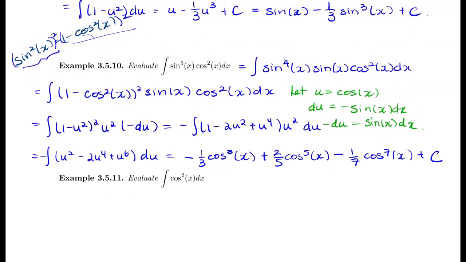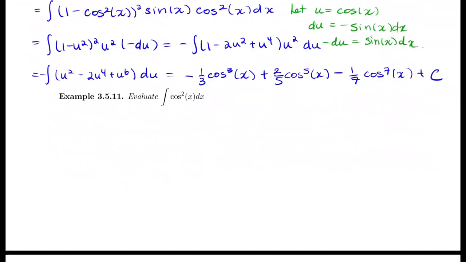All right. Now let's have a look at the third one. So we have the integral of cos squared of x, right? So let's try to go back and think about the double angle formula for cos of 2x. So recall this formula.